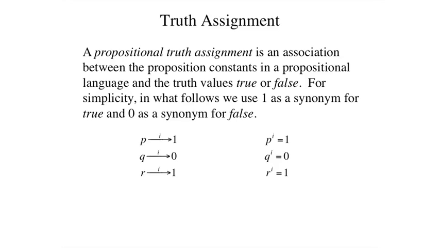The assignment shown here is an example for the case of a logical language with just 3 proposition constants, namely P, Q, and R. P is assigned the value 1 for true, Q is assigned the value 0 for false, and R is assigned the value 1, again, for true. Note that the expressions written here are not themselves sentences in propositional logic. Propositional logic does not allow superscripts and does not use the equals symbol. Rather, these are informal meta-level statements about particular truth assignments.